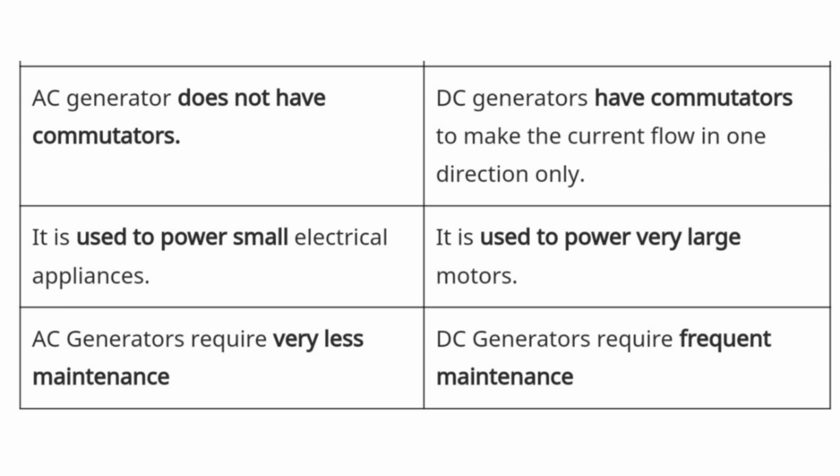So these are mainly the differences between AC generator and DC generator. As usual, motors and generators: motors, that means heavy equipment, use DC.